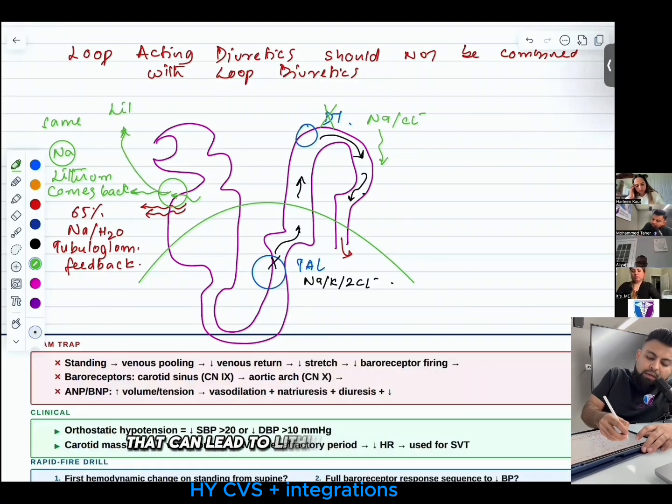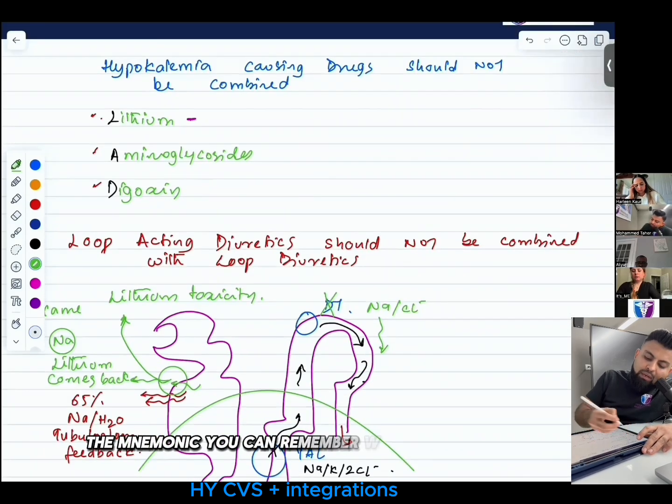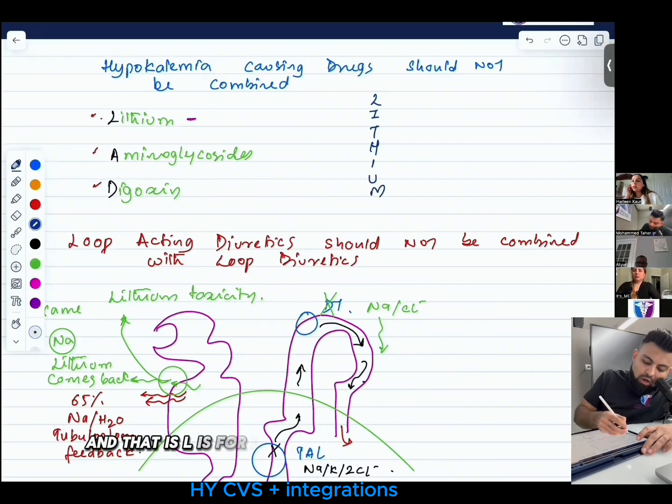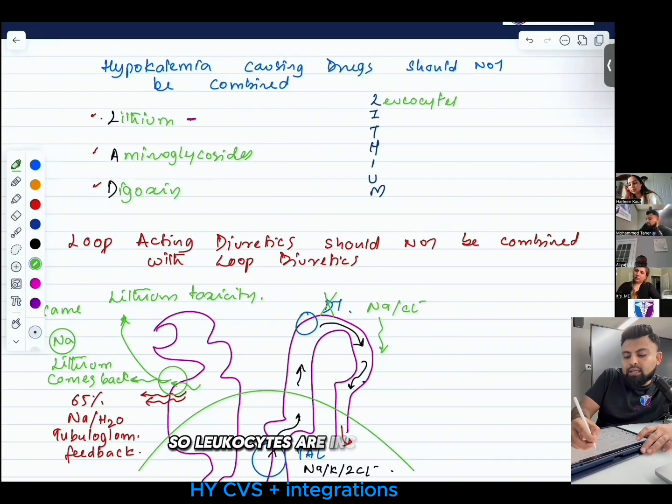That can lead to lithium toxicity. Now, I told you about the lithium toxicity, right? The mnemonic you can remember with lithium toxicity is "lithium", right? And that is: L is for leukocytes. L is leukocytosis. So leukocytes are increased, right?